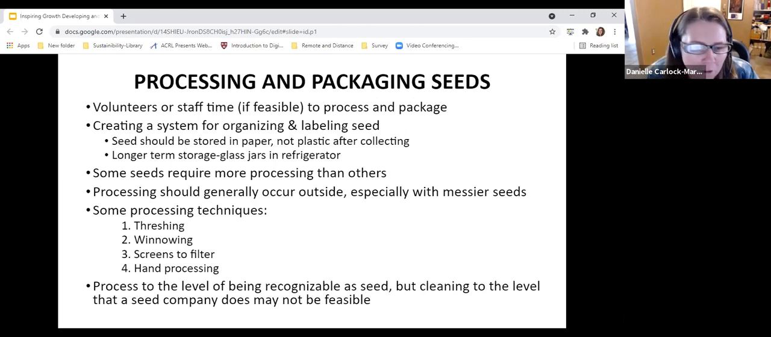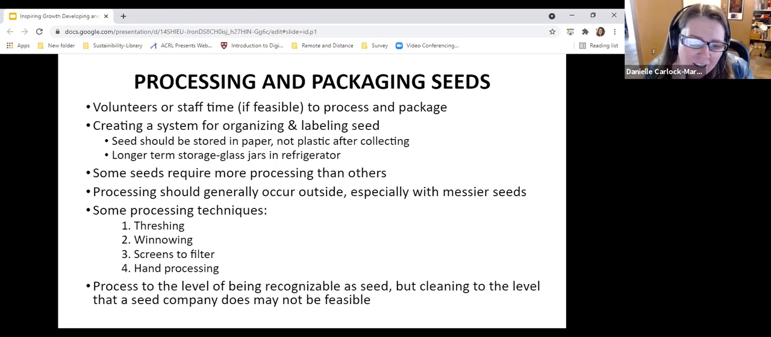So even pre-COVID, people were using masks to process seeds. So that's something to think about. There's a lot of different techniques: threshing, winnowing, using screens, hand processing. I've just kind of learned by doing for a lot of it, figuring out how to work with the different types of seed and what's the easiest way to process.